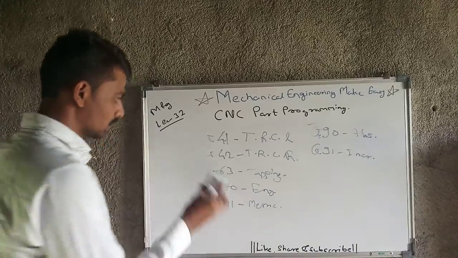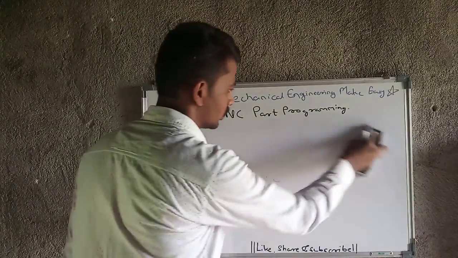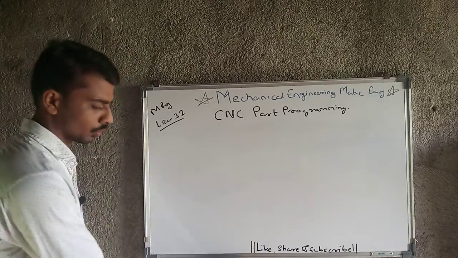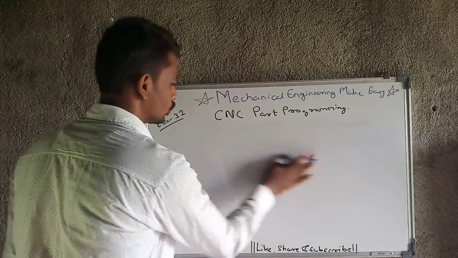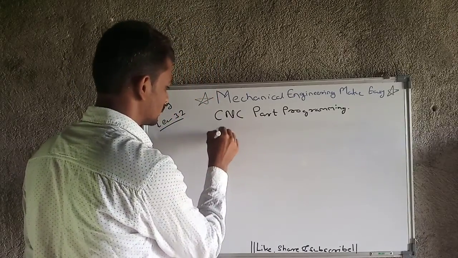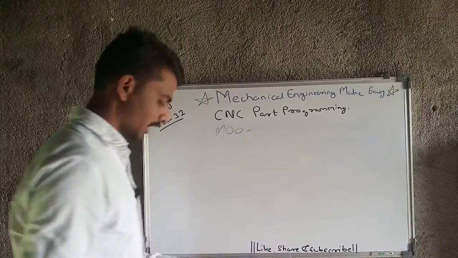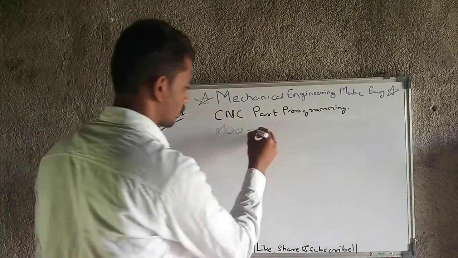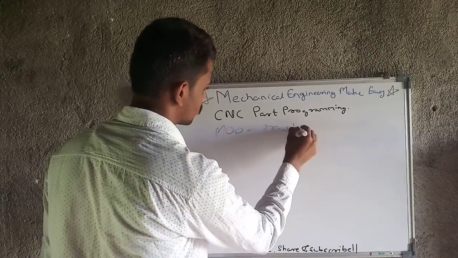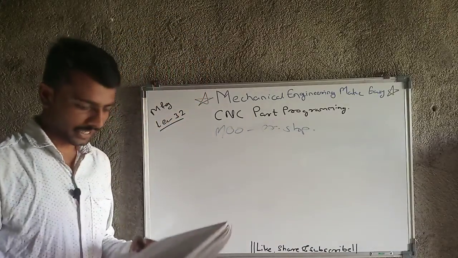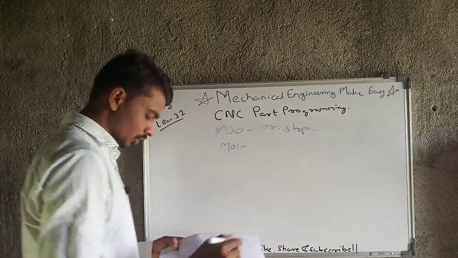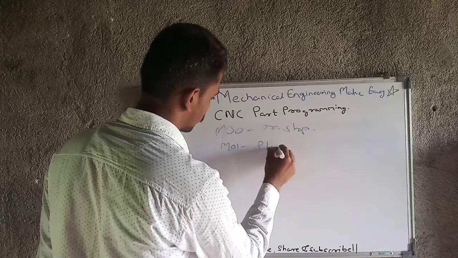Then we will move towards the M codes. We have completed only the popular and required G codes, not all the codes, and now we will move towards the required M codes. First is M00, and M00 is for program stop. Then the next code is M01. M01 is used for planned stop.